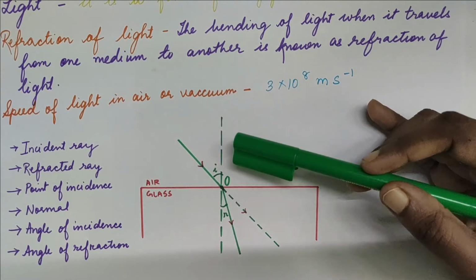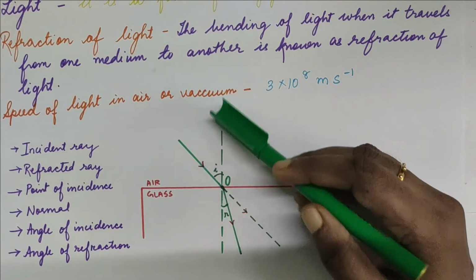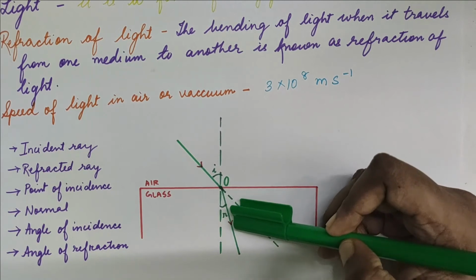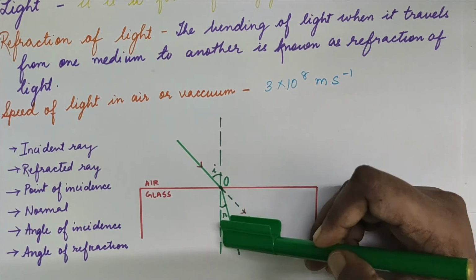Also you can see two important angles that I have marked, that is angle I, that is the angle of incidence, which is the angle made between the incident ray and the normal, and then angle R, that is the angle of refraction here, which is the angle made between the refracted ray and the normal.